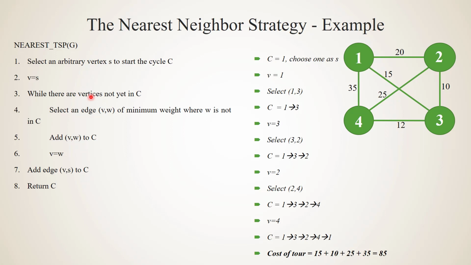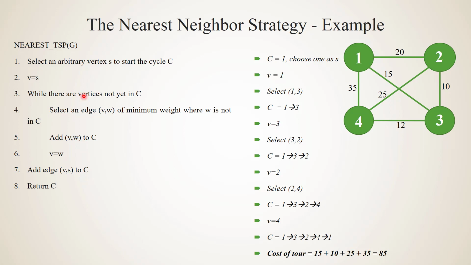While there are vertices not yet in C: now C contains only one vertex, that is 1. 2, 4, 3 are missing in C, so this while loop is true. Select an edge V, W of minimum weight where W is not in C. V is 1, so we have to find the vertex with minimum weight starting from vertex 1. From vertex 1, the edge 1, 3 is the edge having minimum weight, and 3 is not in C. So I select 1, 3. 3 is included in the cycle. Add V, W to C. V equal to W, so now V equal to 3.